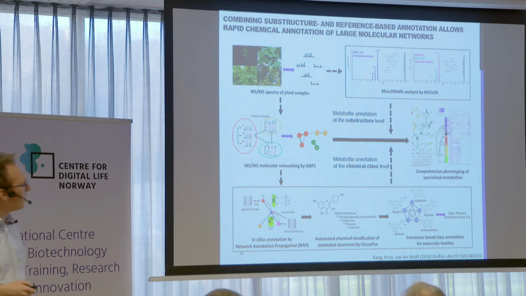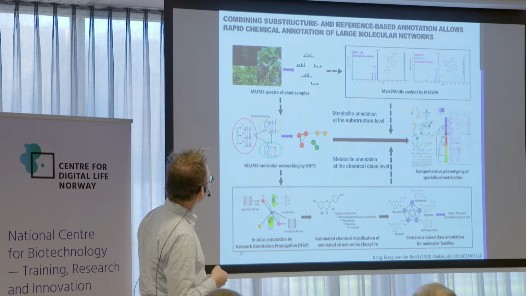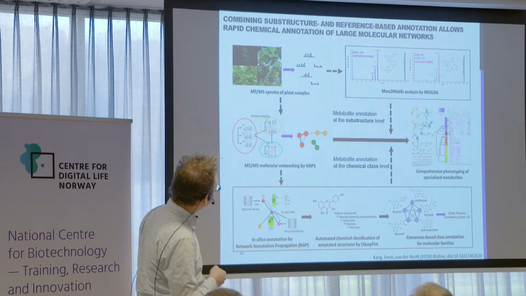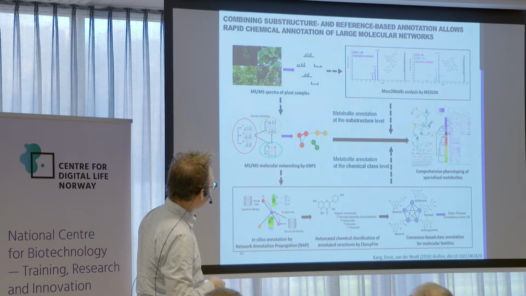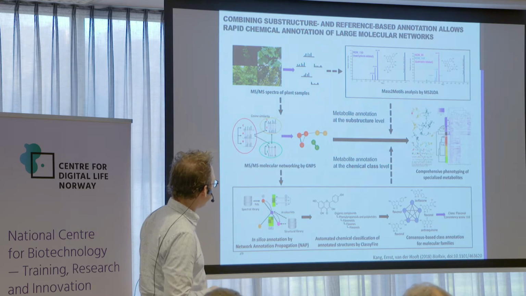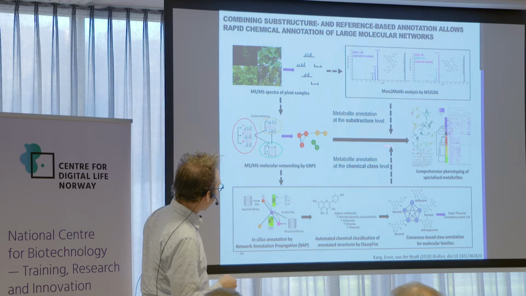And this has now been also generalized in a pipeline in which you have MS-MS spectra. You do this MS-MS molecular networking, and then you use both the motifs and also reference spectra. So actually the spectra for known molecules that have been annotated in this GNPS database from UCSD.